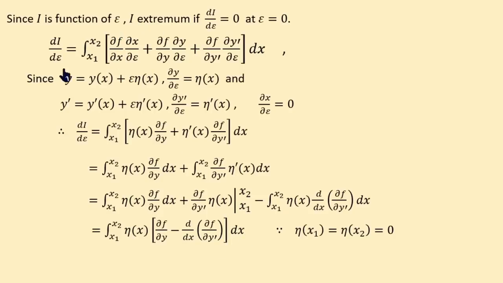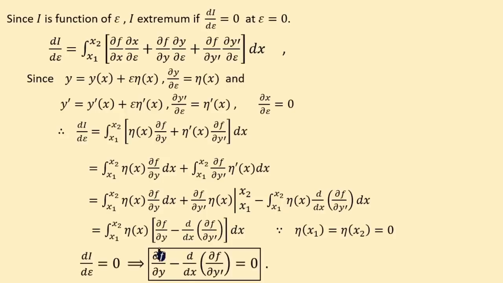Now I is extremum if this must be 0. η(x) is an arbitrary variable function, a neighborhood function, therefore dI/dε is 0 if and only if this part is 0. That means ∂f/∂y minus d/dx of ∂f/∂y' is equal to 0. So remember this formula, the Euler equation. The partial derivative of f with respect to y minus d/dx of the partial derivative of f with respect to y' must be 0. This is Euler's equation.